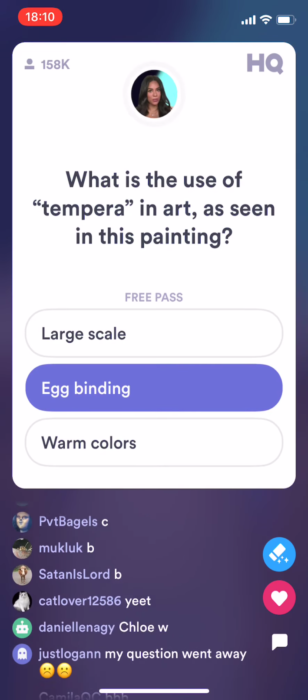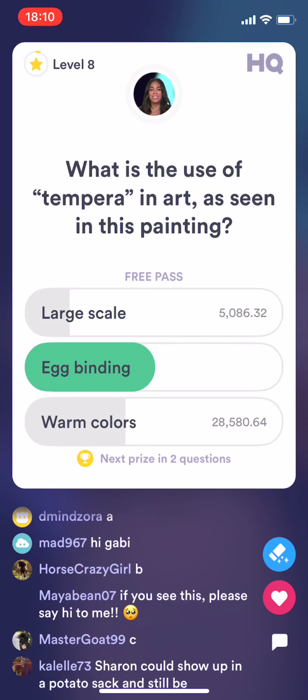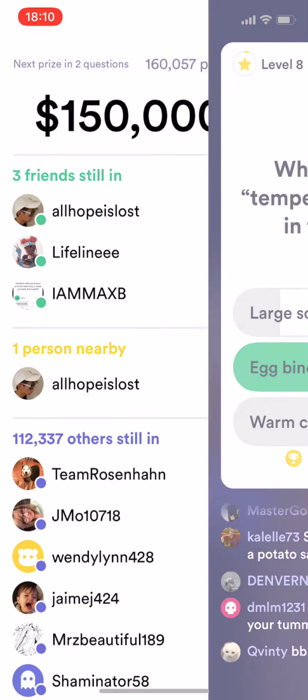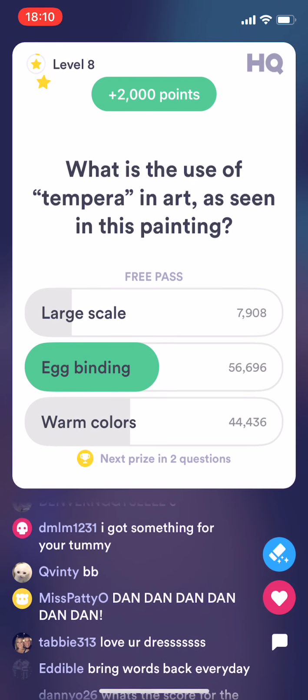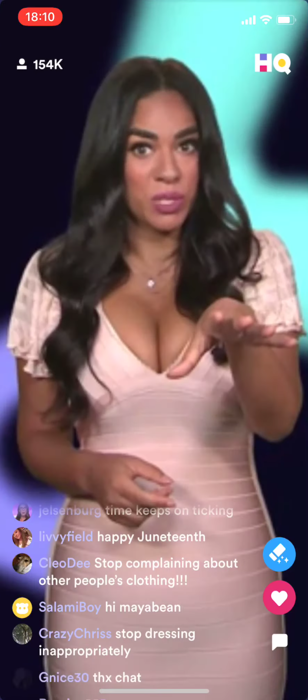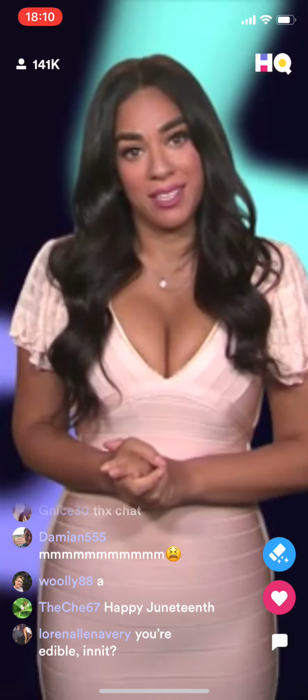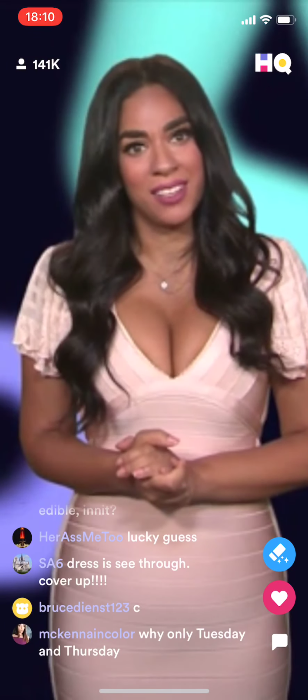What could it be? Well, we're talking tempera, people, not tempura, although it's probably just as edible, because it's egg binding. That's right. And 56,000 of you are binded to the game. This painting technique used egg yolks and was a big deal back in the 12th to 15th century before oil paint killed the tempera star.